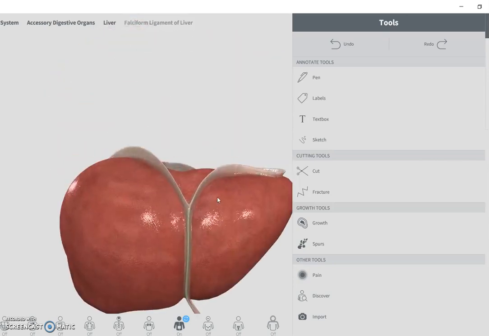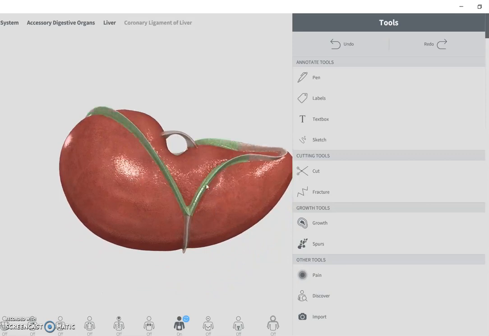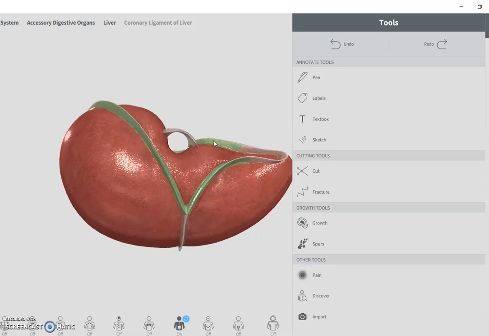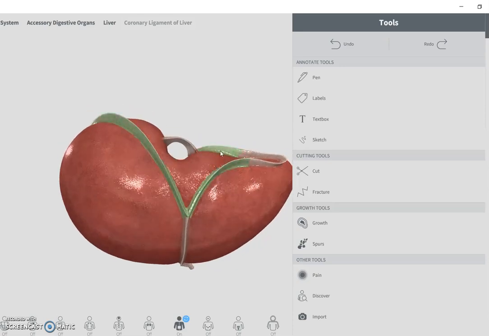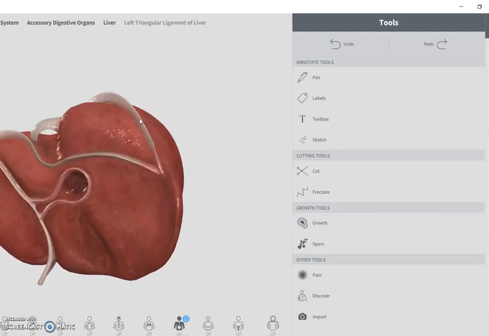Then we will study the coronary ligament. As for the coronary ligament, we have both anterior and posterior parts. As you can see, this is the anterior part and this one is the posterior part, and the anterior and posterior parts combine to form the triangular ligament. Same goes for this side. This is the right side of the coronary ligament, and the anterior and posterior of the right side combine together to form the right triangular ligament.